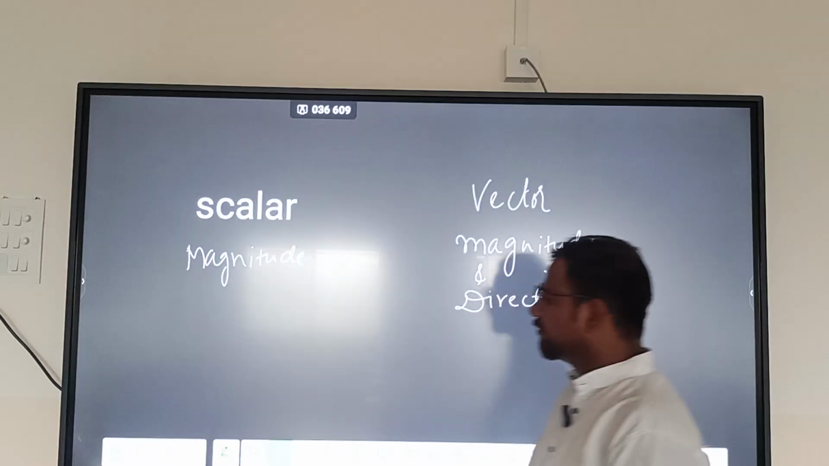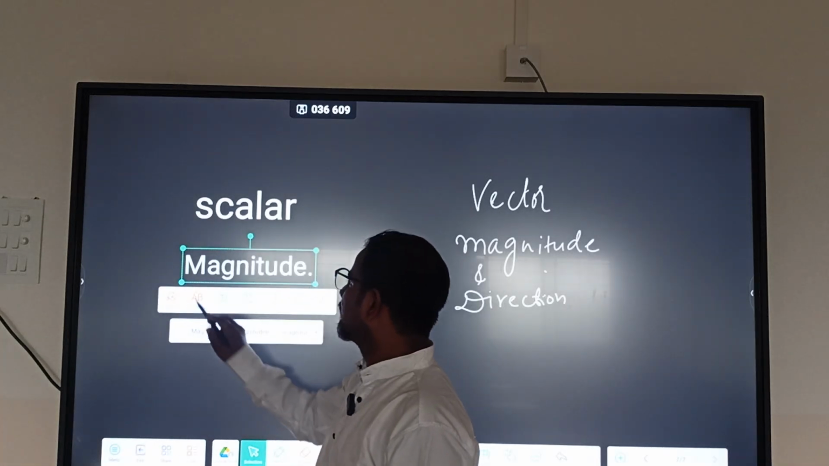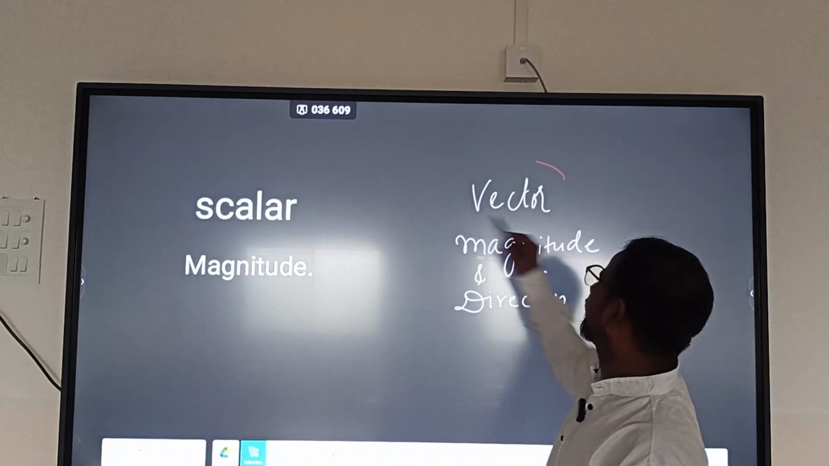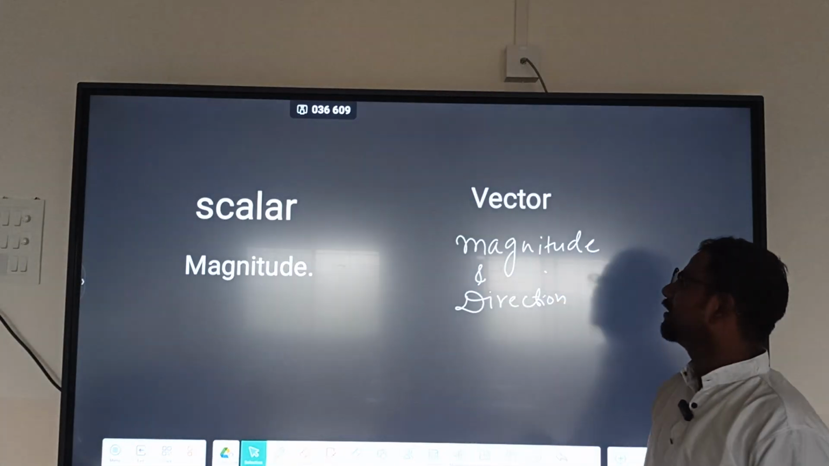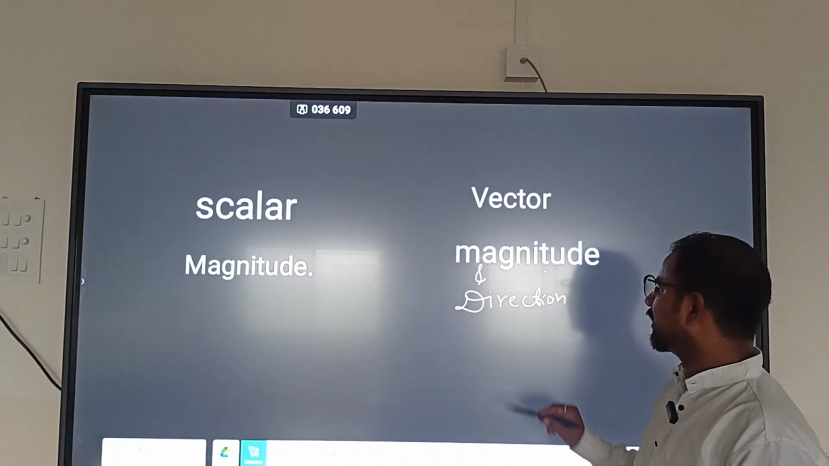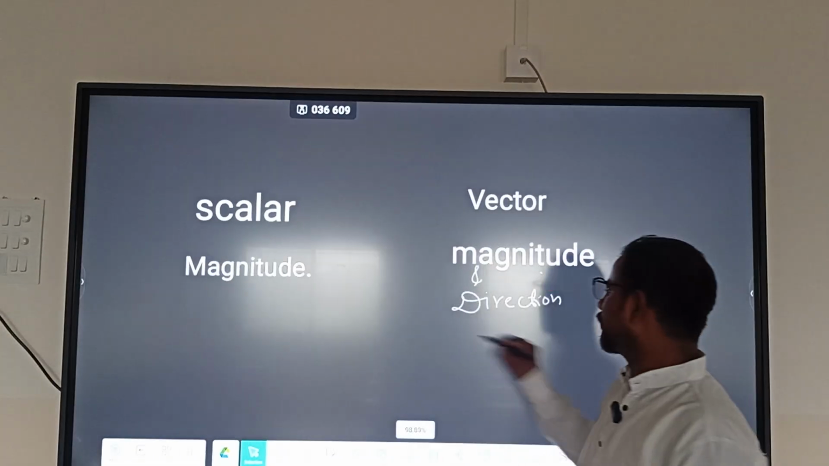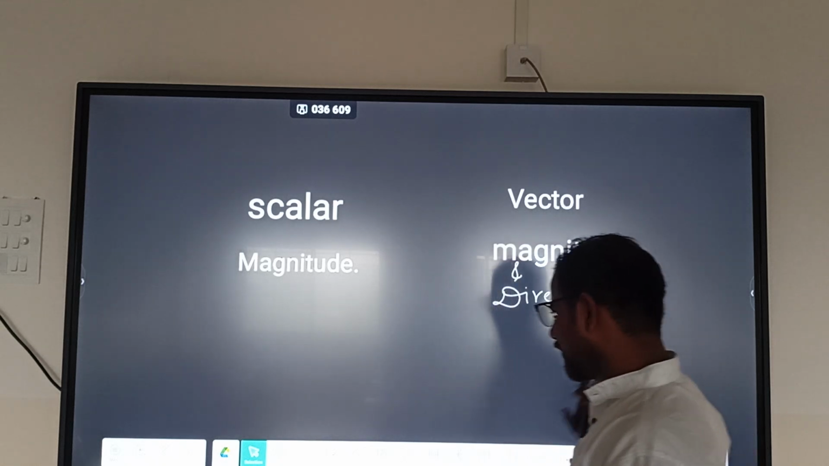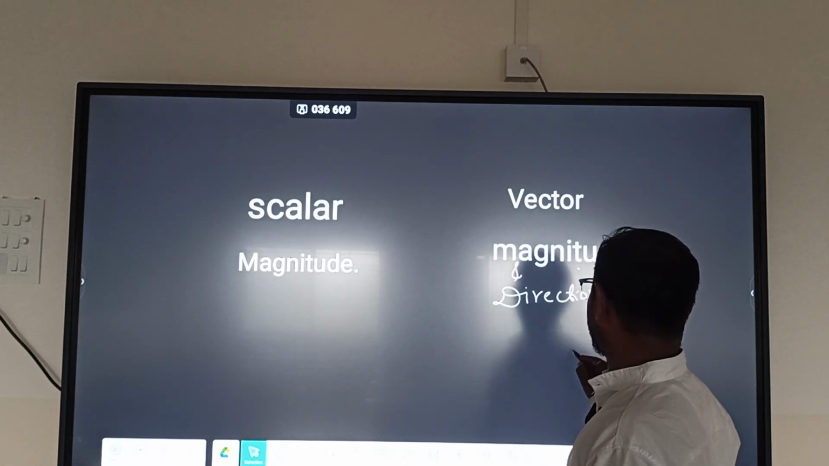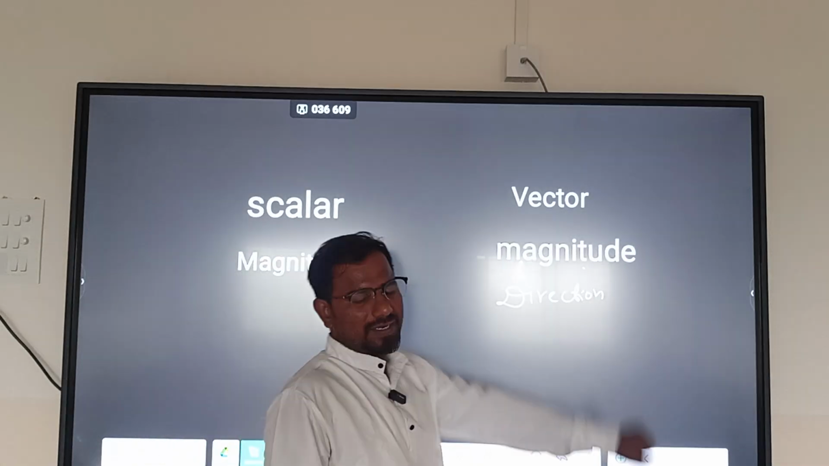A scalar is a physical quantity which is having only magnitude. A vector is a physical quantity which is having magnitude as well as direction. This is called scalar and vector. So this is the difference between scalar and vector.